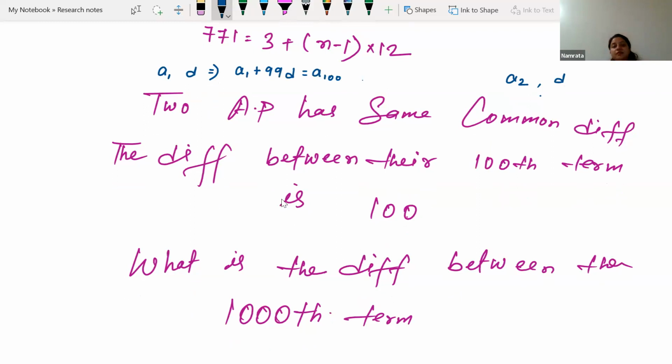Is it clear? For the other one, the 100th term will be A2 plus 99D, and D is the same. This one is the second AP's 100th term. It says that the difference between both of them is 100. Let's write it according to the given condition.